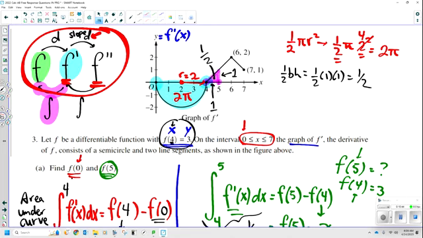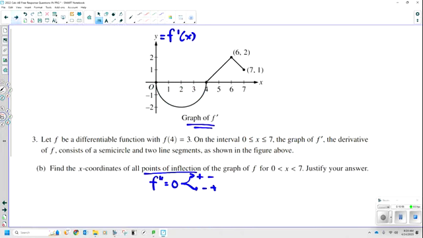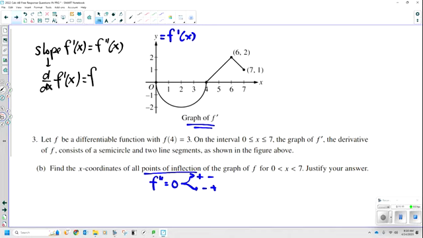Okay, so if I take the derivative of the first derivative, I get the second derivative, which means if I take the slope of the first derivative, I get the second derivative. So the slope of the first derivative is the second derivative. It's interchangeable. It's like saying taking the derivative of the first derivative is the second derivative. Absolutely 100% true. So I'm going to look at the slope of this graph, and the slope will tell me the second derivative. All right.